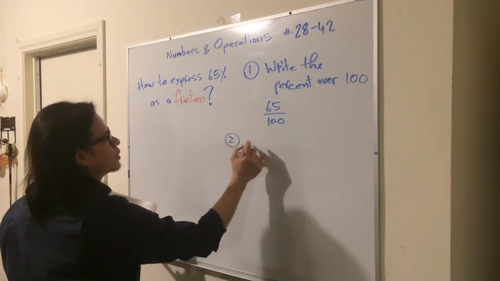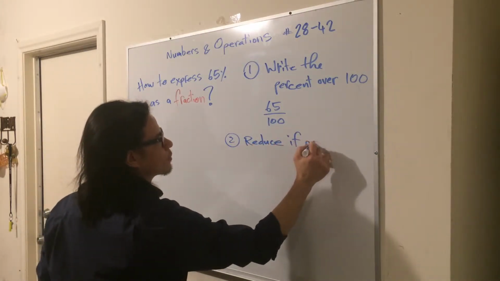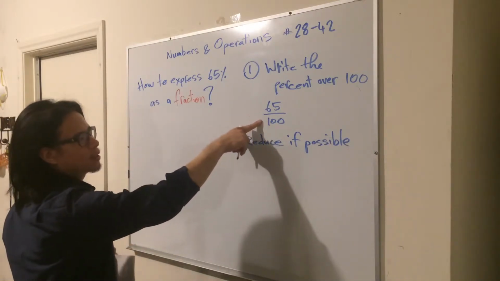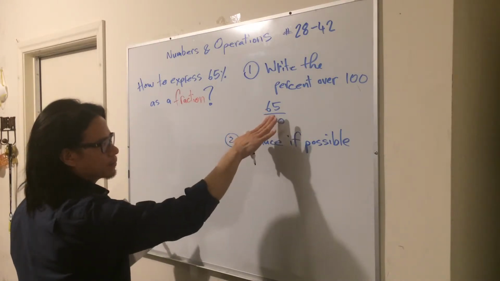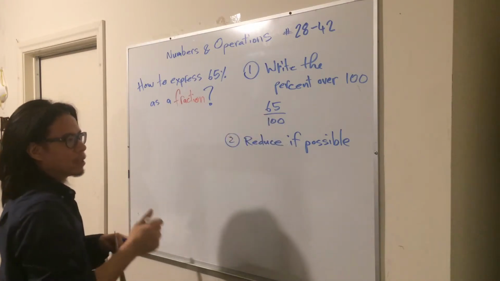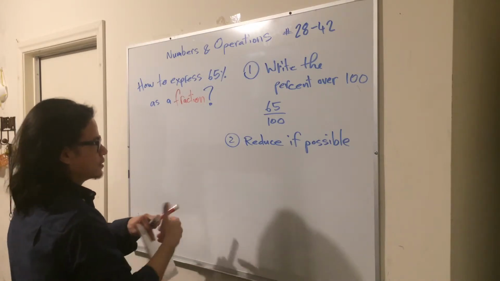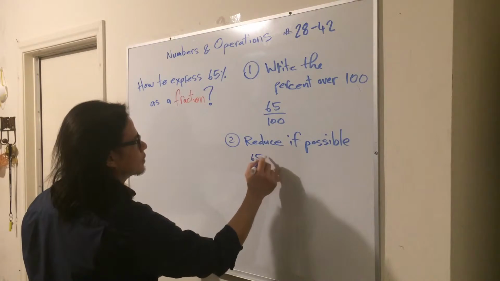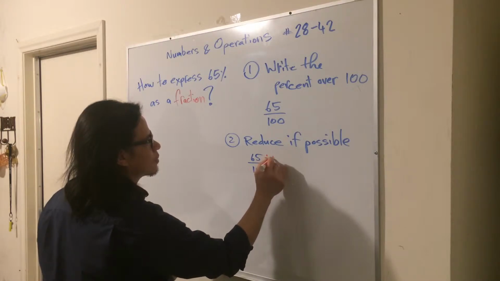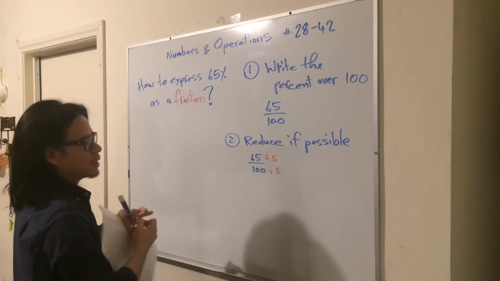Step two, reduce, if possible. Well, let's see. What jumps out at the moment is that 5 can be divided into both 65 and 100. So let's take 65 divided by 5, and then I'll take 100 divided by 5 to see if we can get a smaller fraction here.